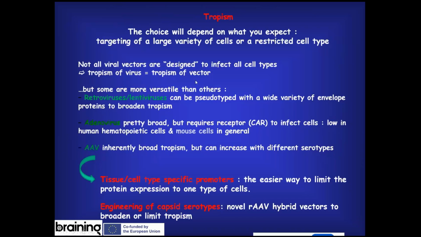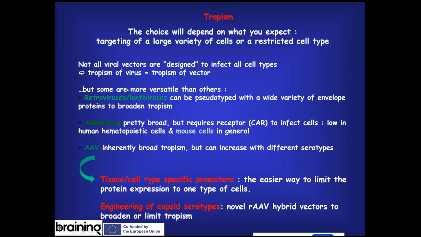So, of course, as I told you before, with transgenes you can express genes in particular cell types. This you can also do with viruses sometimes, and this is called tropism. You can either target a large variety of cells or restricted cell types, because not all vectors are designed to infect all cell types. So the tropism of the virus you're using will be the tropism of the vector you're using.